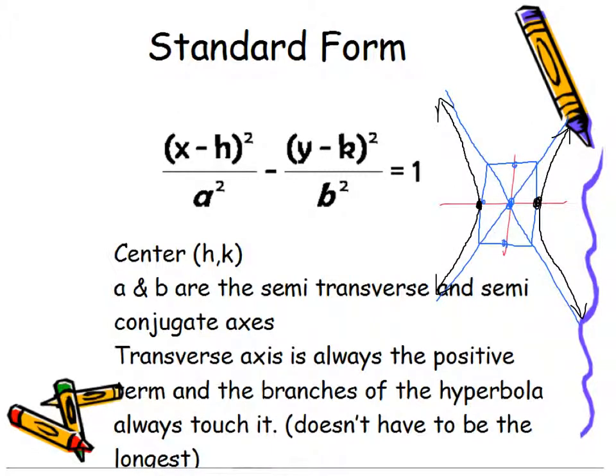Now, if the y happened to be the positive term, then instead of the branches of the hyperbola opening right and left, we would have drawn them up here, opening upward and downward. So be looking for that sometimes.